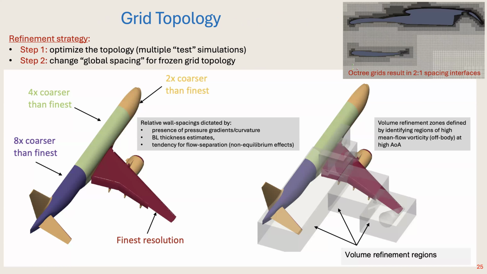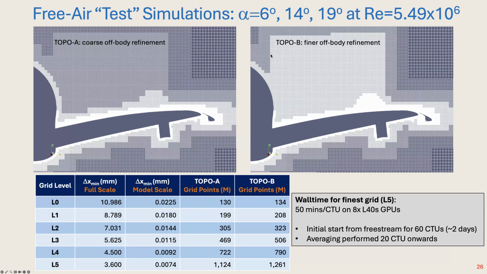Okay, and then optimizing grid topology. I think I'm getting a little bit behind on my time, so it's the same idea. We did some free air. Basically, we want to improve the volume refinement with Topo V, going from level 0 to level 5, from 130 million to 1.124 million grid points.